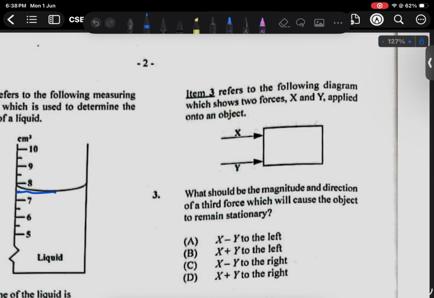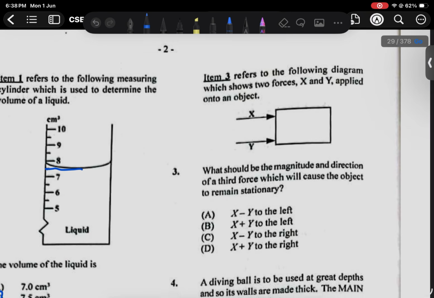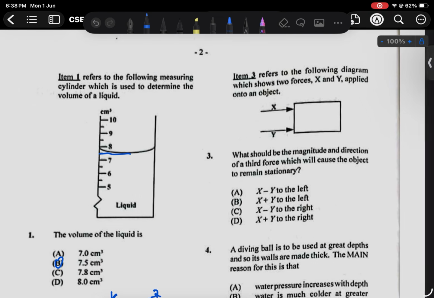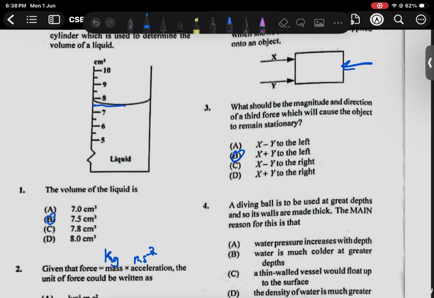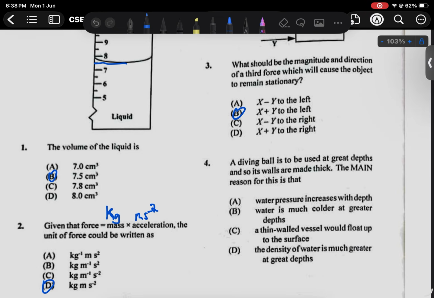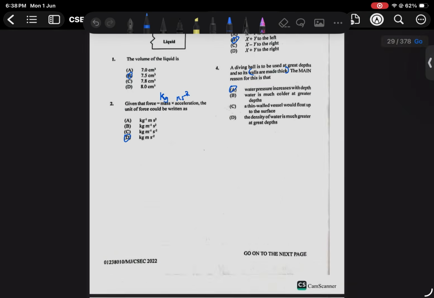Item 3 refers to the following diagram, which shows two forces x and y applied onto the object. What should be the magnitude and direction of a third force, which is called for the object to remain stationary? These are repeats, so it'll be x to y to the left. A diving bell is to be used at great depths, and so its walls are made thick. The main reason for that is pressure increases with depth. That's why the walls have to be thick.